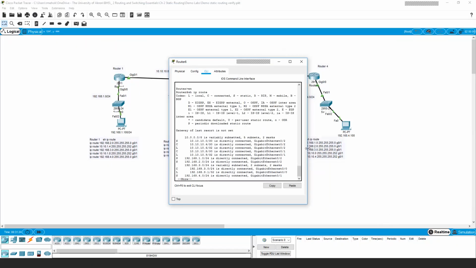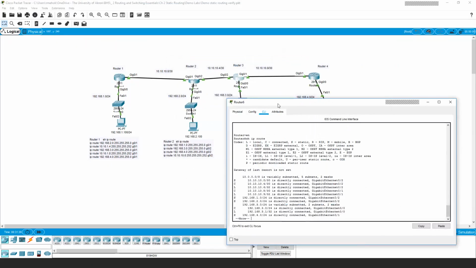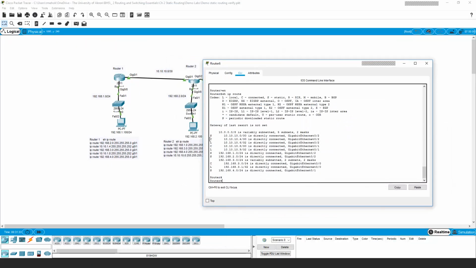Once again, we have 3 connected networks. So we should have 4 static. So you're directly connected plus your local link of 32, exact IP, and then 1, 2, 3, 4. So you have 4 S's, total of 7.